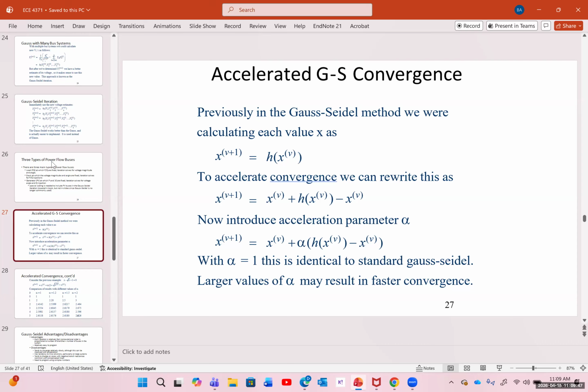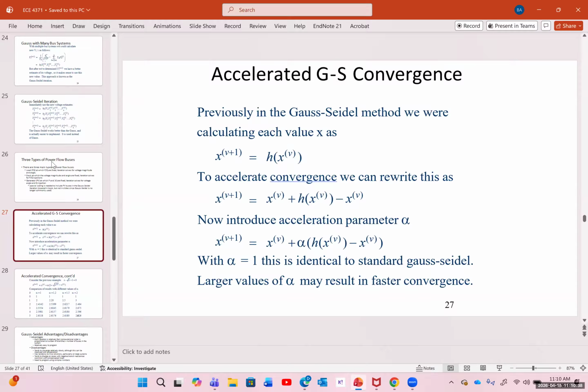Now, another type of Gauss-Seidel algorithm is called the accelerated Gauss-Seidel convergence. In the previous method, the Gauss-Seidel method, we calculate each value of x using x of v plus 1 equals h of x of v. In the accelerated convergence, we can rewrite this as x of v plus 1 equals x of v plus h of x of v minus h of x of v. Now we introduce the acceleration parameter, alpha, and the equation changes to this: x of v plus 1 is going to be x of v plus alpha times (h of x of v minus x of v). If we replace alpha with 1, we get the standard Gauss-Seidel.